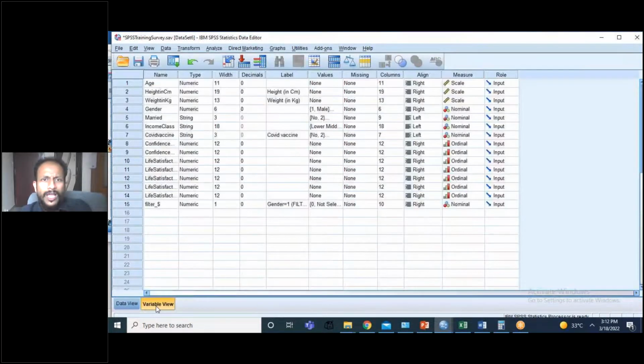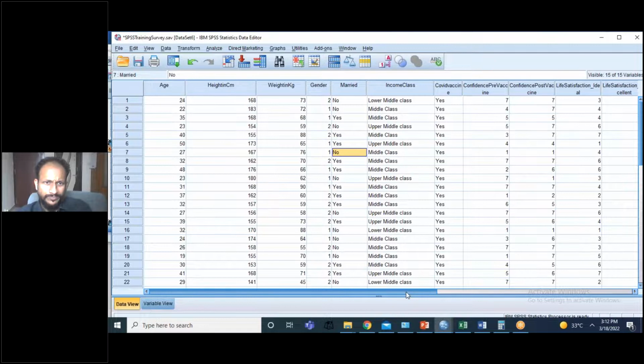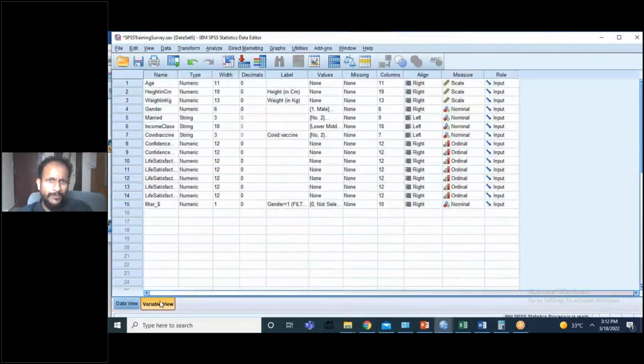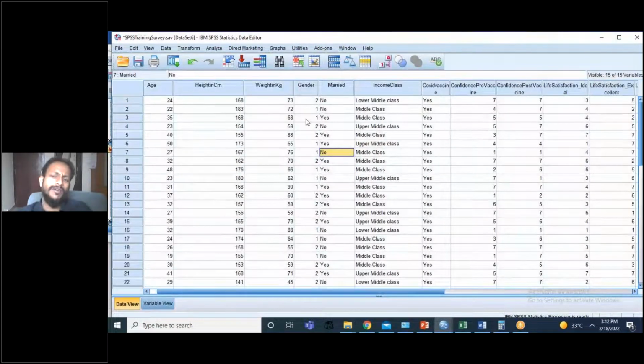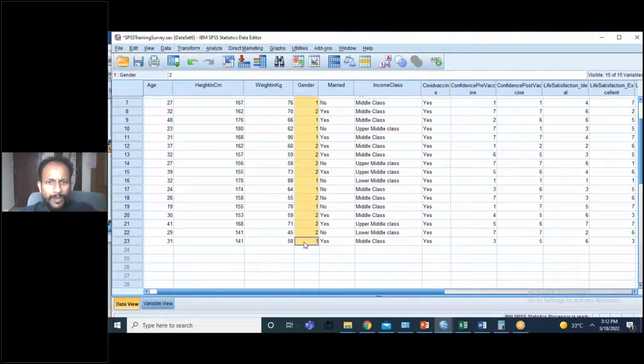this was the survey data which I collected from you yesterday. This survey data talks about your age, height, weight, gender, marital status, income class, whether you have taken the COVID vaccine, what is your confidence, all those things are there. For gender, please put it in the form of code. If it is in the form of male and female as strings, please don't keep it, because for some reason SPSS will not analyze it if it is in the form of string.